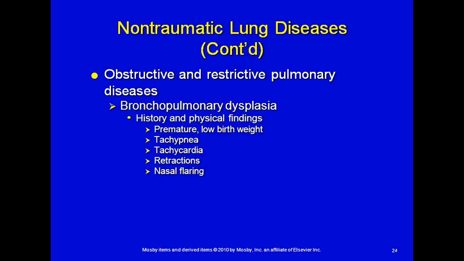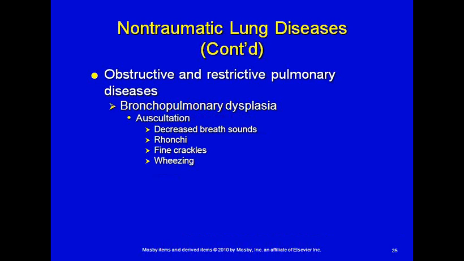dysplasia. This is going to be a premature baby who's tachypneic and tachycardic with retractions and nasal flaring, all the classic signs of respiratory distress. So the need to ventilate them with a bag valve mask is there, but not necessarily with 100% O2.